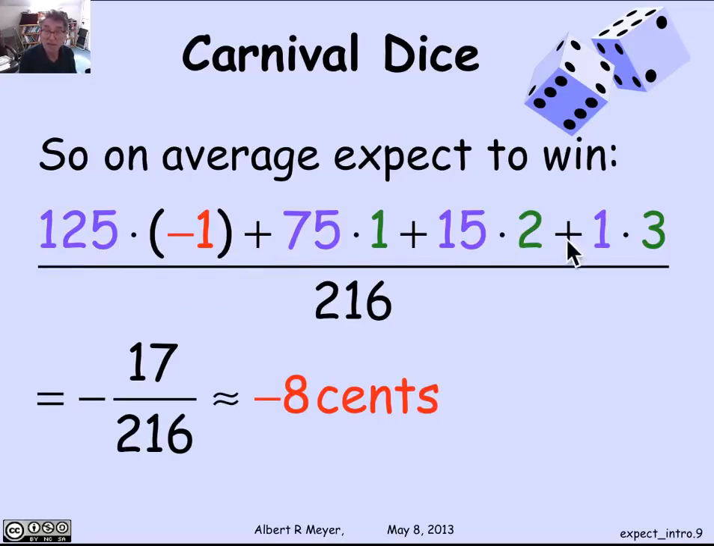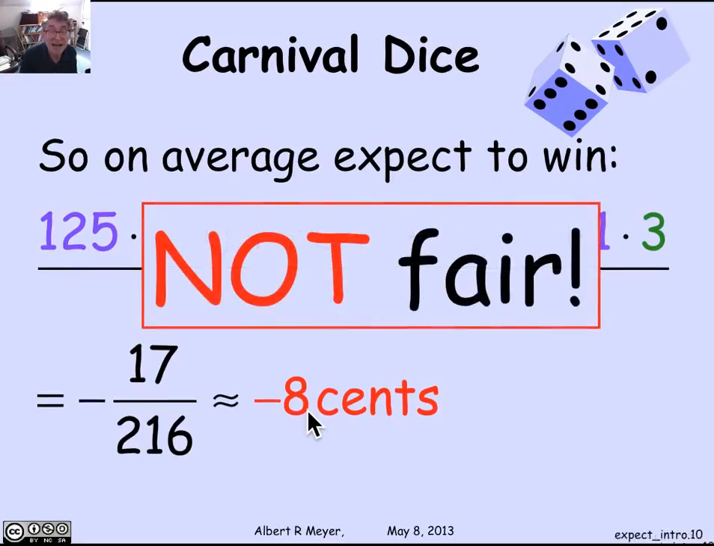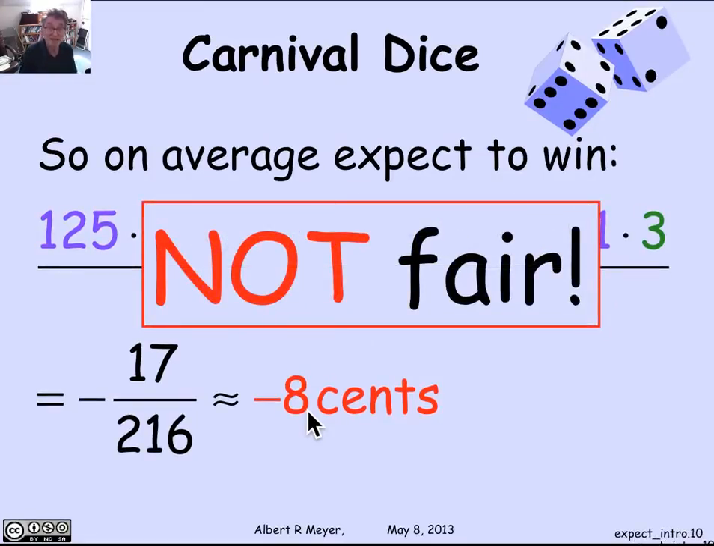So these numbers on the top were how the 216 rolls split among my choices of losing $1, winning $1, winning $2, and winning $3. And it comes out to be slightly negative. It's actually minus 17 216ths of $1, which is about minus 8 cents. So I'm losing on the average 8 cents per roll. This is not a fair game. It's really biased against me.